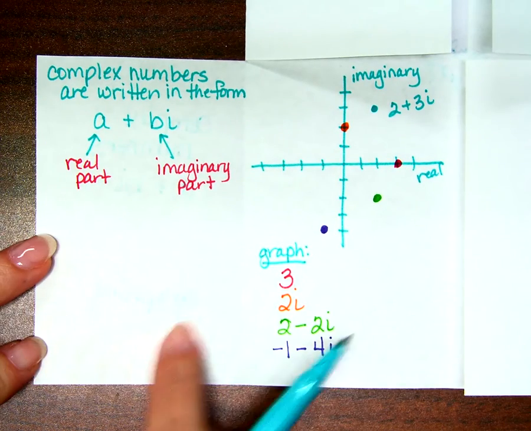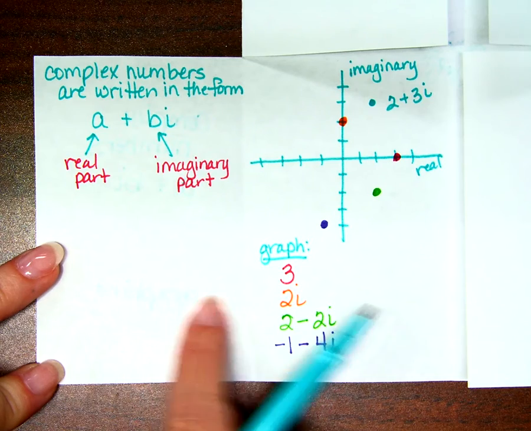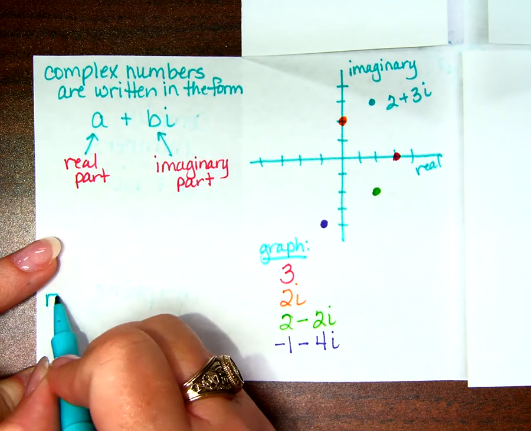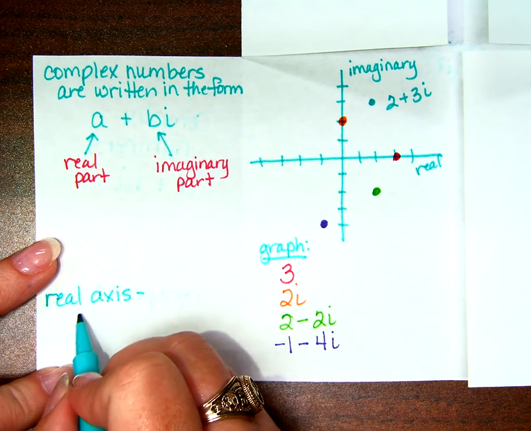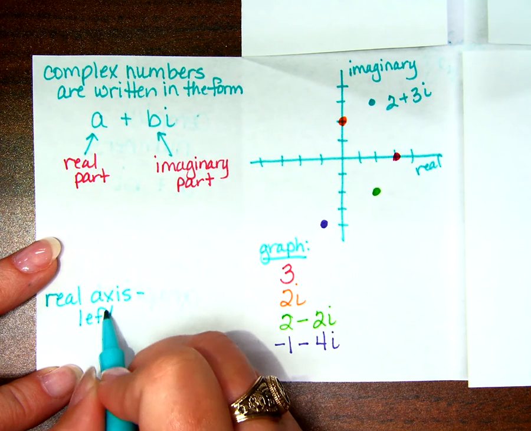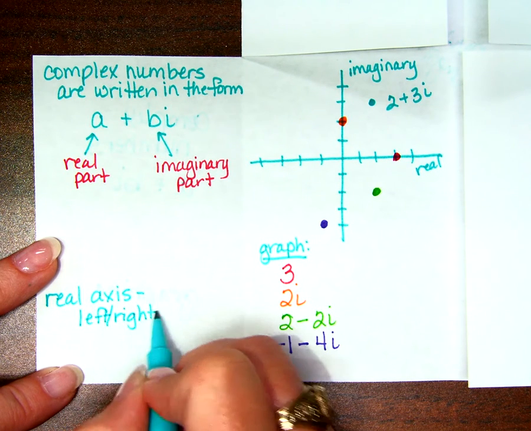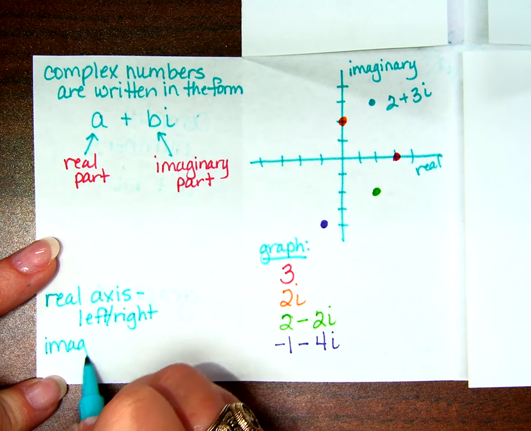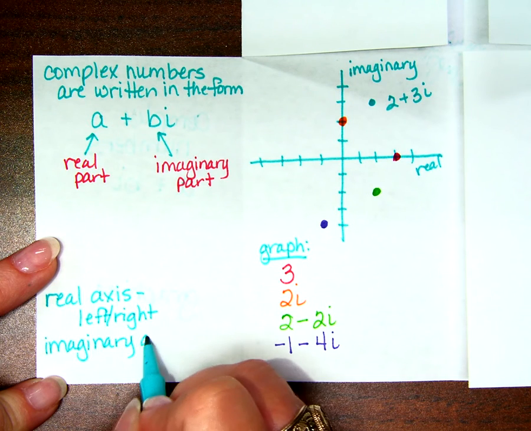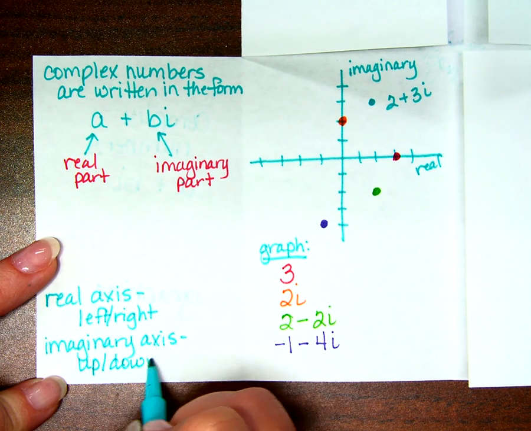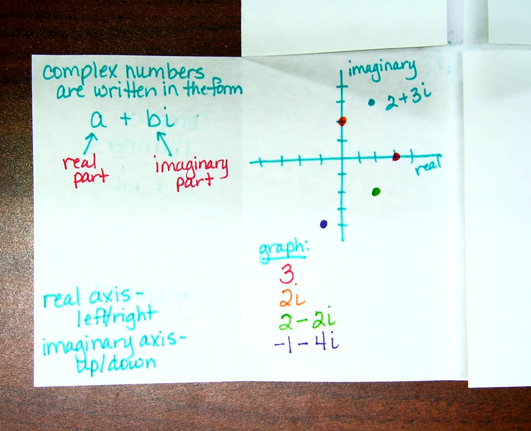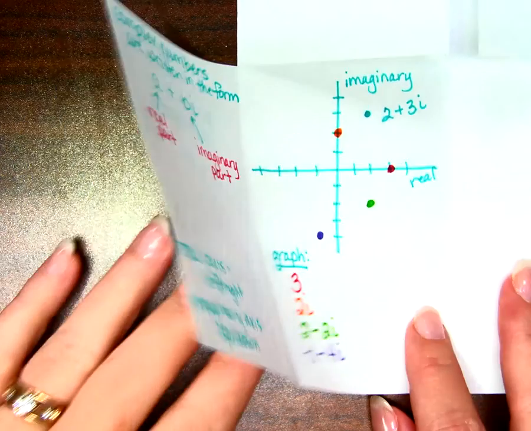We have a little bit of room on this first part, so we're going to write just a reminder to ourselves. The real axis goes which direction? Left and right. The imaginary axis goes which direction? Up and down. Okay so far?